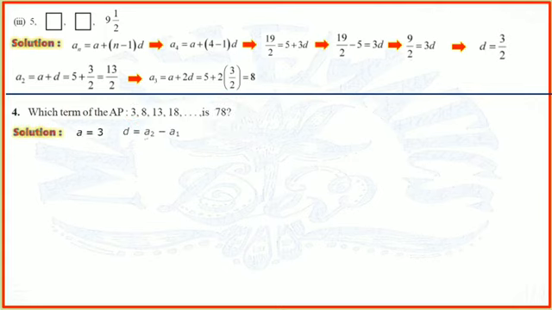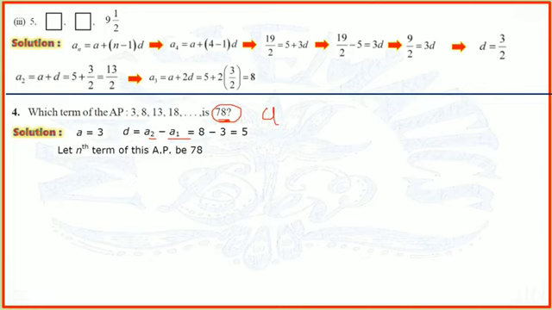A is equal to 3, d is equal to a2 minus a1, second term minus first term, which is equal to 8 minus 3, which is 5. Let the nth term of this AP be 78. This 78, let us suppose it is an. So an is equal to a plus n minus 1 into d, that is our general formula for finding the nth term.